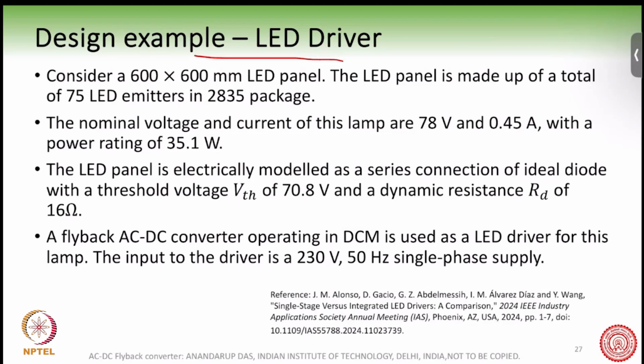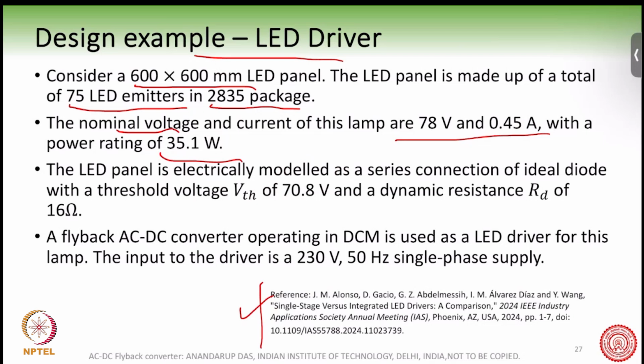So let us consider a 600 by 600 LED panel. Usually they have these LEDs made with 2835 package. Suppose we have 75 LED emitters inside that panel, and the nominal voltage and current of this lamp are something like this. And the power rating is 35.1 watt. We have taken these data from this reference, you can refer to this paper.